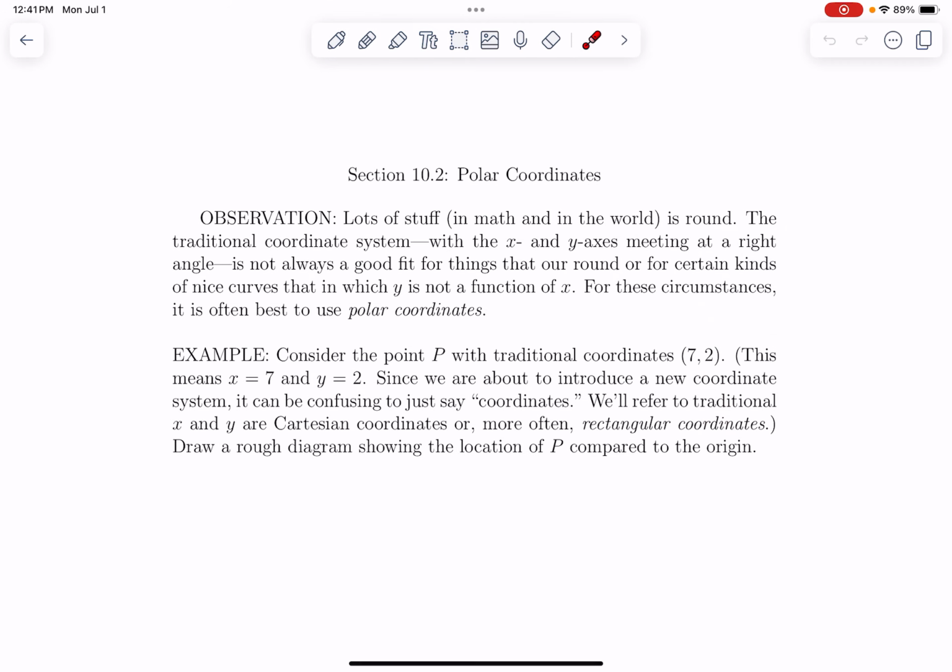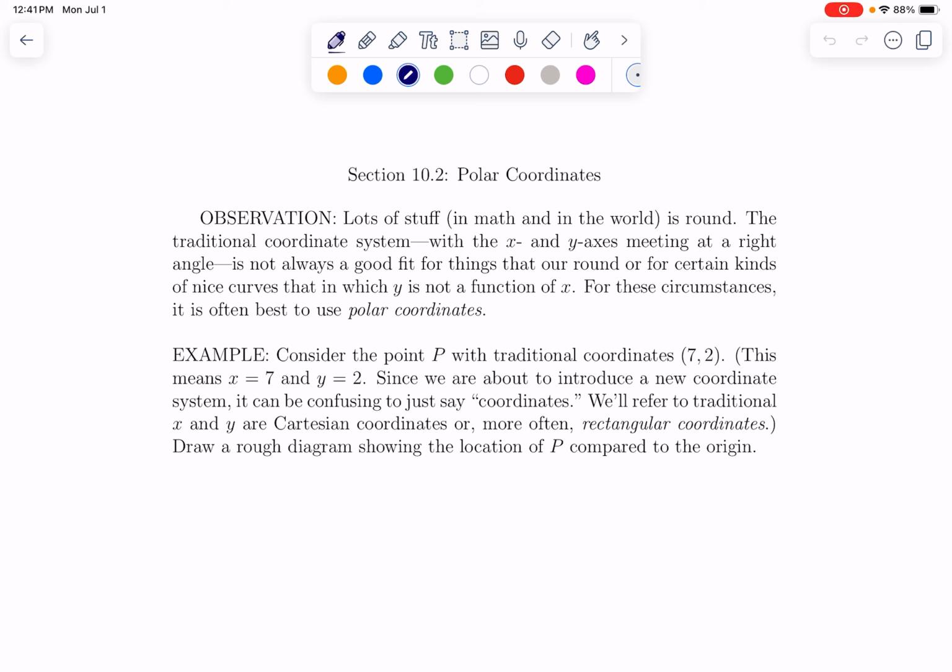Hi, in this video we'll be talking about polar coordinates. This section in particular doesn't actually have any calculus in it. We will get to calculus applications in the next section. But I think for many of you, you have not been exposed to polar coordinates in your previous classes, even though it doesn't require calculus. So we'll do an introduction to the idea, and then in the next section, talk about how we can apply calculus ideas.